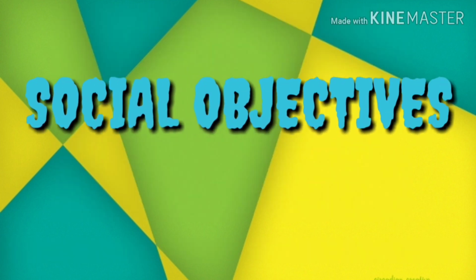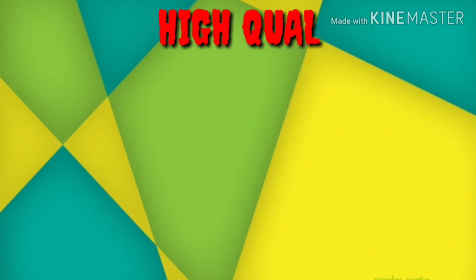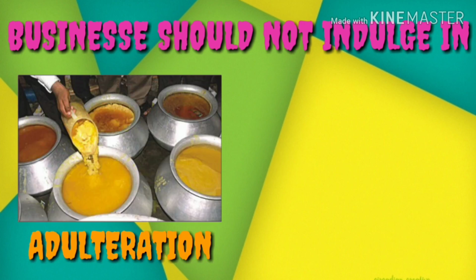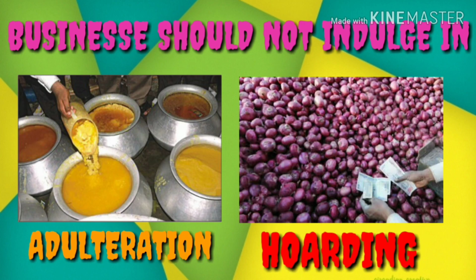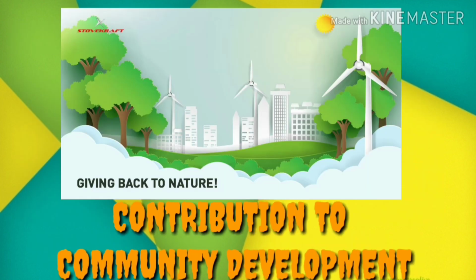So now comes the social objectives of business. First, a business should aim at providing high quality goods at fair prices, and a business should not indulge in adulteration, hoarding, and should provide goods in proper quantity to the consumers. Second is contribution to community development.